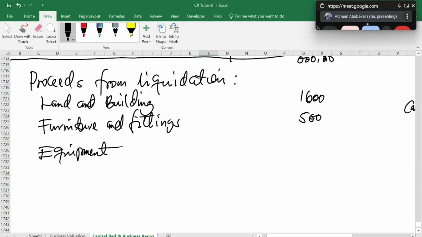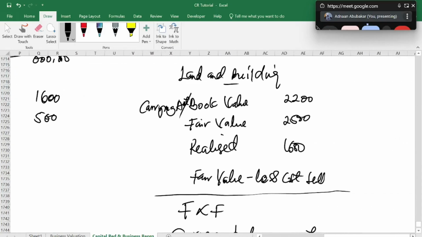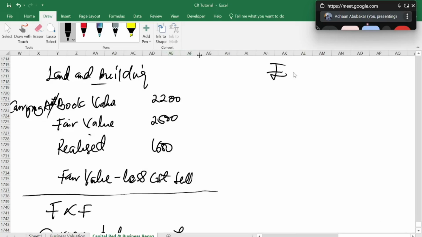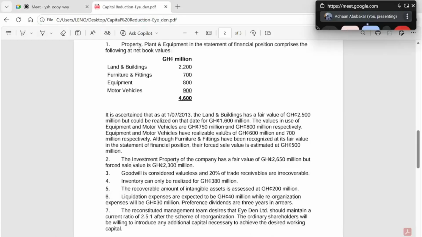So let us analyze equipment as well in this instance. When we pick the book value, the book value is 800. So the carrying amount is 800. Now, let's go into the question. What did they say about equipment? Look at the second sentence in the second paragraph, after the land and building: the values in use of equipment and motor vehicle are 750 million and 800 million respectively.